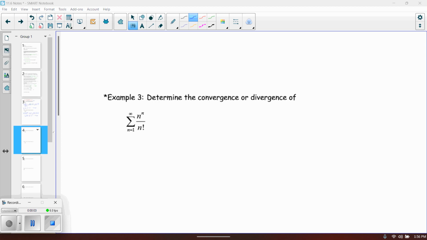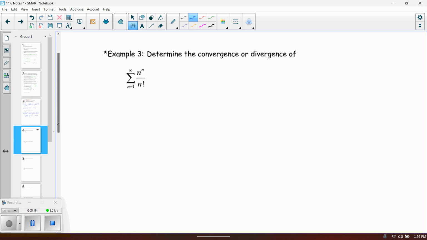All right, so this is section 11.6, video number 2. In video number 1, we talked about the idea of absolute convergence, as well as started to look at some examples of the ratio test. So we'll continue on with our examples.